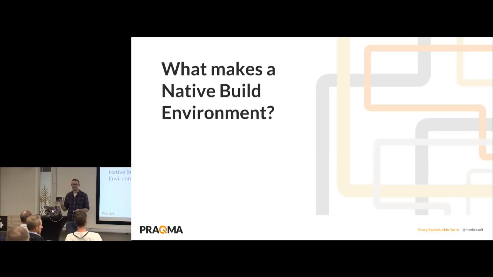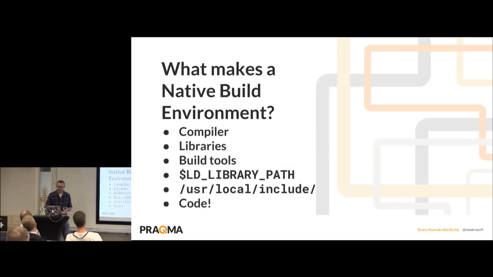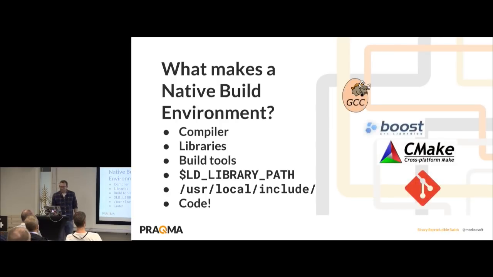Oh, your libraries? There's a bunch of things, right? The compiler, the libraries, the build tools. Things that you don't often think about are your environment variables. That's part of your build process. It's part of your build system. Your disk. What's going on in your user local include? That can have an effect on your build output. And of course, the code is also part of the build process. So normally when people think about the build environment, they think about GCC and then the libraries and then the build system, but it's actually a lot more. And this is just some of the things you could care about.